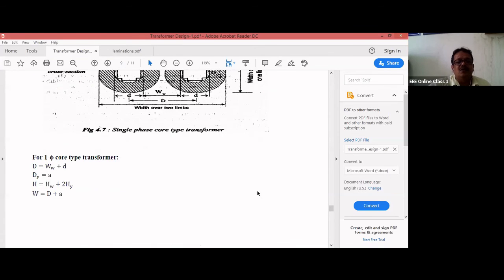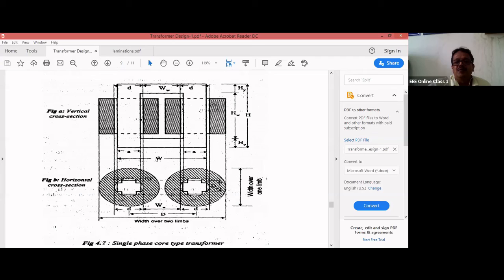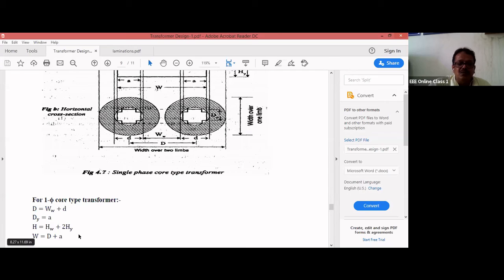Next part, overall H. How do you calculate overall H now? HW plus HY, the height of the yoke: one is the top height of the yoke, and the other is the bottom height of the yoke. Overall H is equal to what? HW plus 2HY.